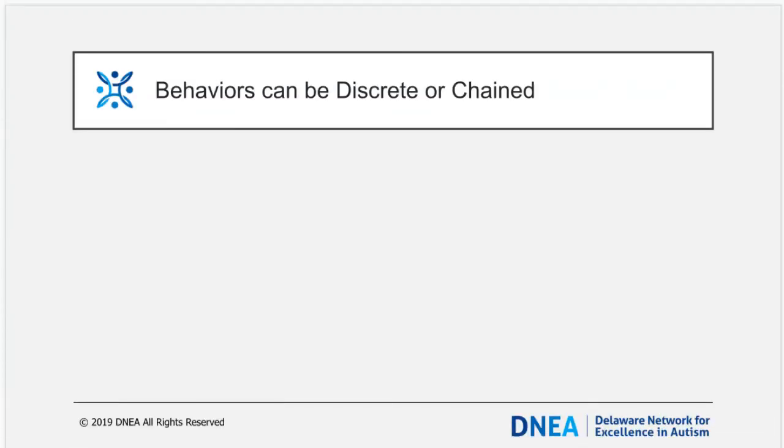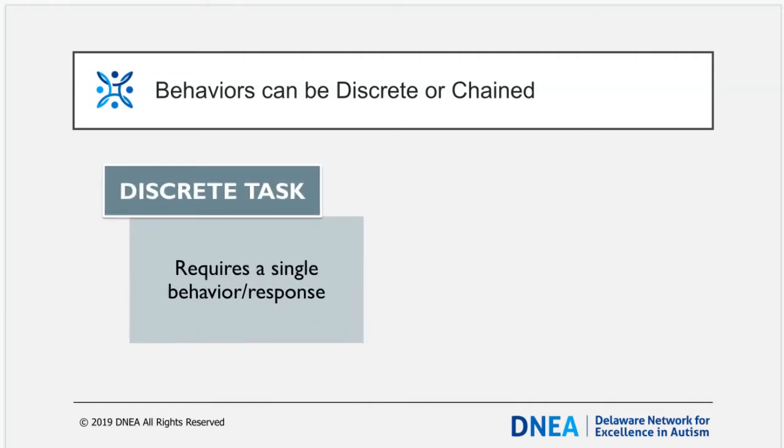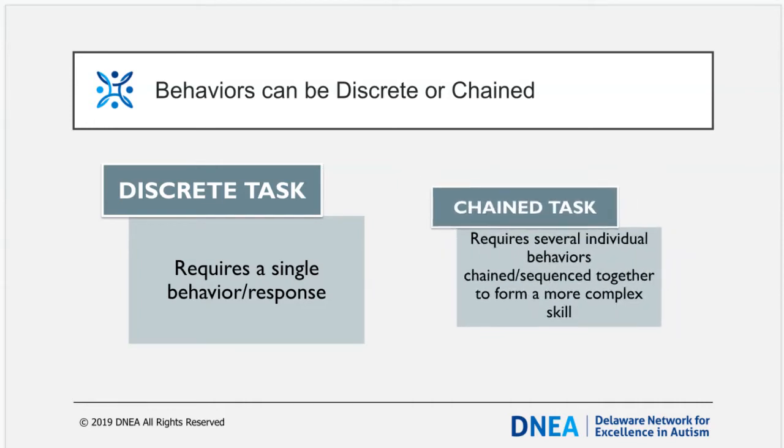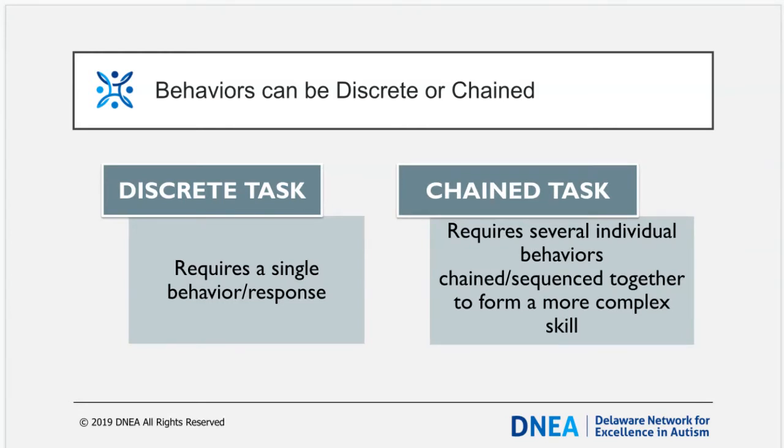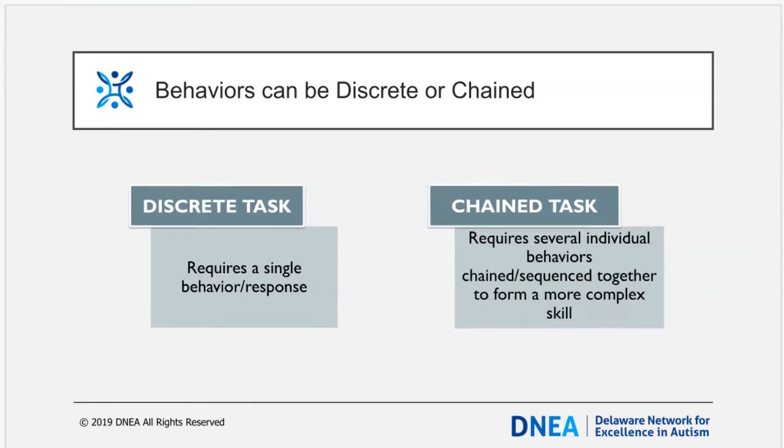Behaviors we are trying to teach often fall into two categories, discrete or chained. A discrete behavior or task requires a single response and is of relatively short duration. A chained task is a complex task or skill that is made up of several individual behaviors. These individual behaviors are chained or sequenced together to form a more complex skill.